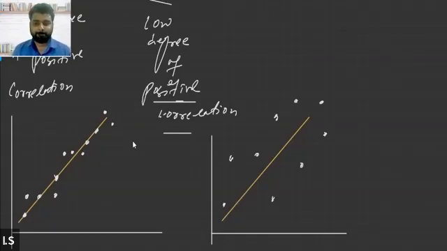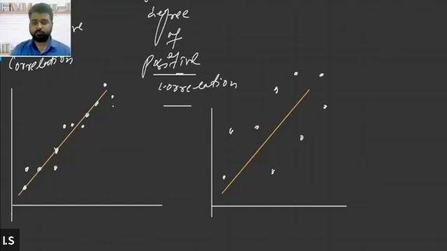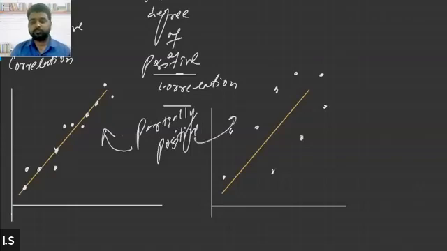Sir, what about partially positive? Okay, so both are covered in the partially positive correlation. Since there is no perfect positive correlation, we call it partially positive correlation. But the exact terminology that we use for this case is high degree of positive correlation, and for that we use low degree of positive correlation. So collectively both are called the partially positive correlation.